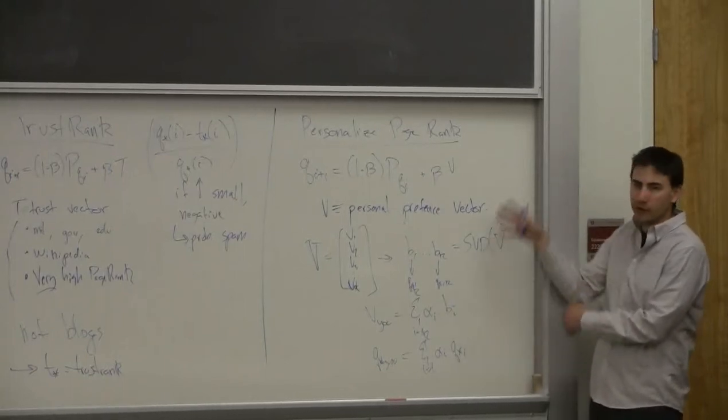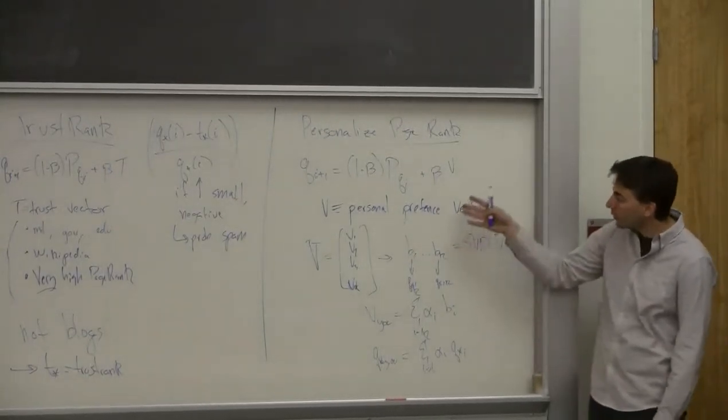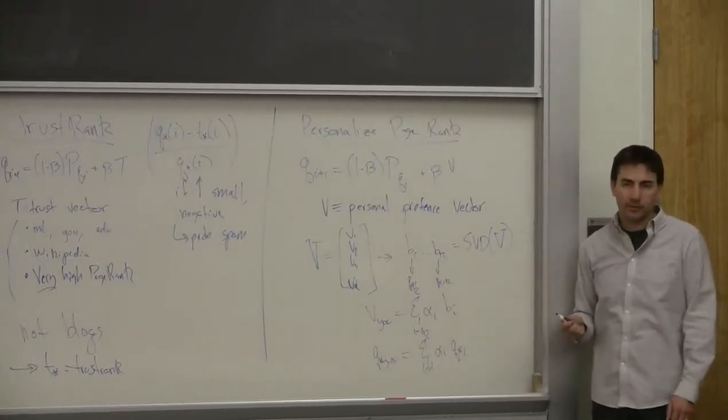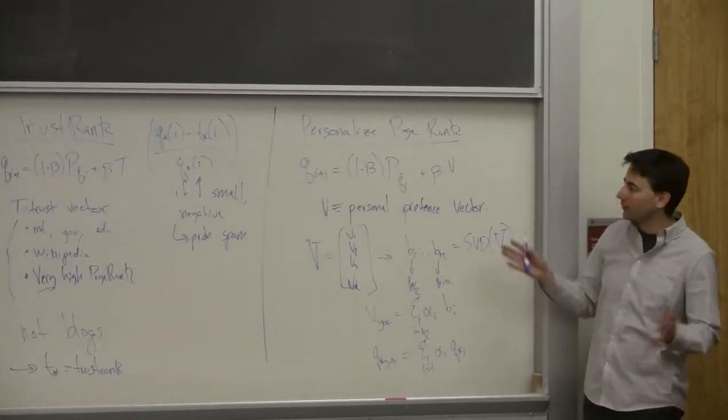So this is how you do this personalized PageRank for all these different personal vectors without having the computation be too hard. Okay, so cool.